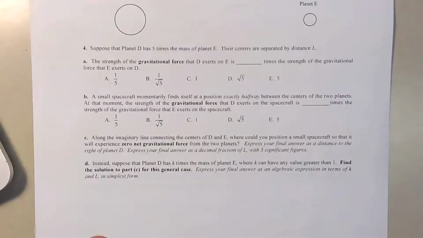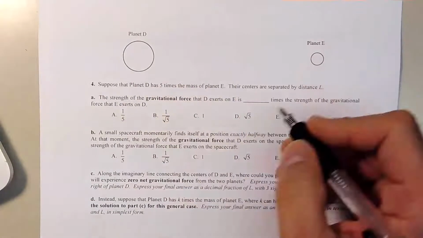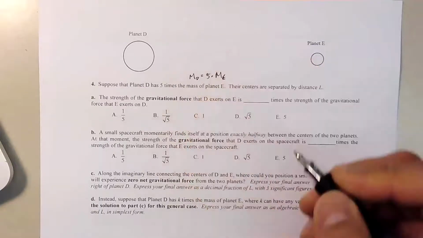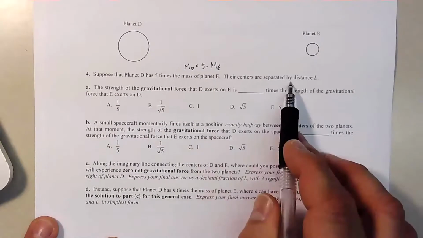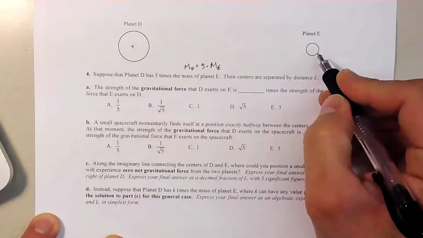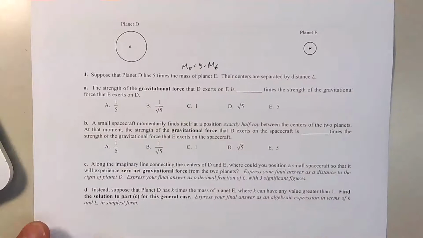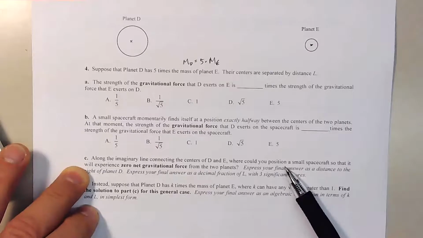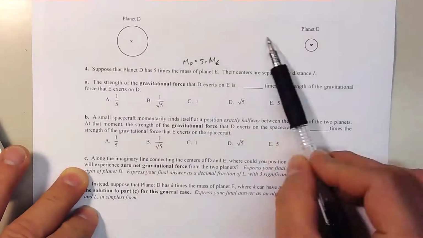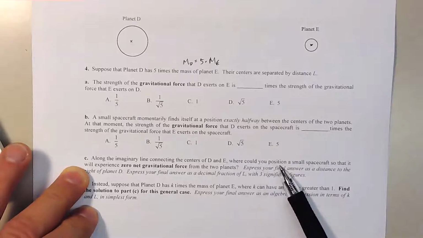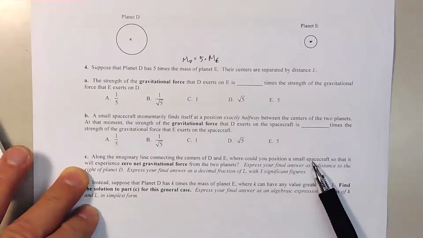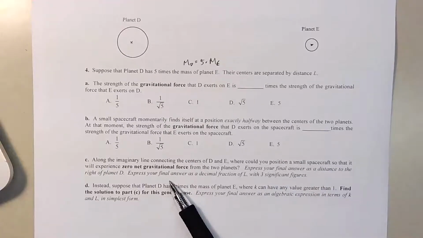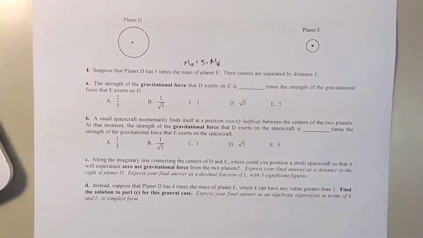Okay? So put another way, the mass of planet D is equal to 5 times the mass of planet E, if you wanted to write that algebraically. And suppose that their centers are a distance L apart. So the separation between these 2 centers is L, capital L. Now, along the imaginary line that connects the centers of these 2 planets, where could we put a tiny little spacecraft, so we're going to assume a relatively small mass, so that it experiences 0 net gravitational force from the 2 planets?